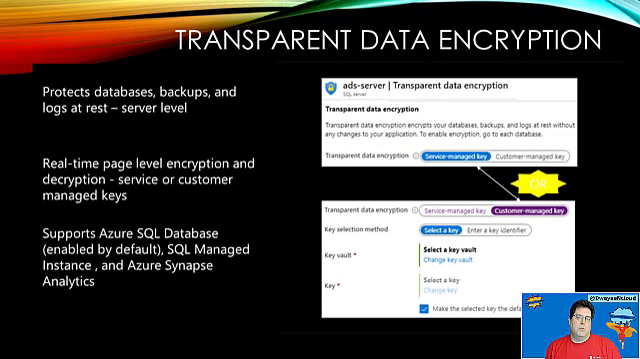There are 2 types of encryption within databases as well, and we'll talk about those in the next couple of slides. The first is transparent data encryption, and what this protects is our database, our backups, and our logs, all at rest. So this is our encryption at rest capability. Unlike storage accounts, encryption isn't turned on by default within SQL database.